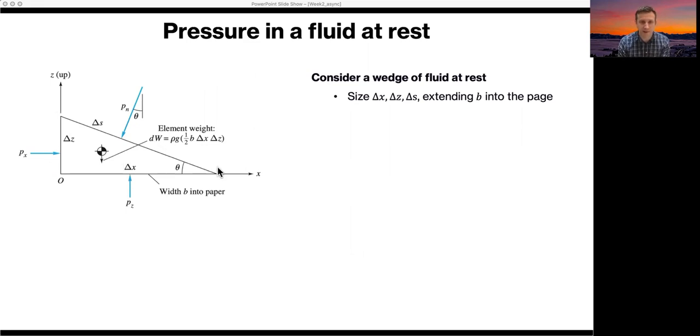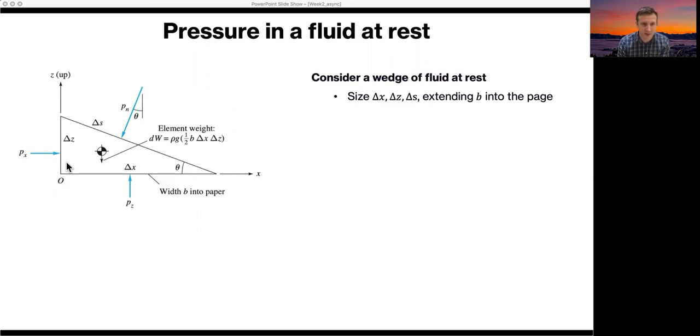This element is a wedge-shaped element, with size delta x, delta Z, delta S, where delta, the triangle symbol, means a small but finite quantity. So it means not infinitely small, which d does. It's small but finite, in this body of stationary fluid, which also extends into the page by a dimension B, width B into the paper.